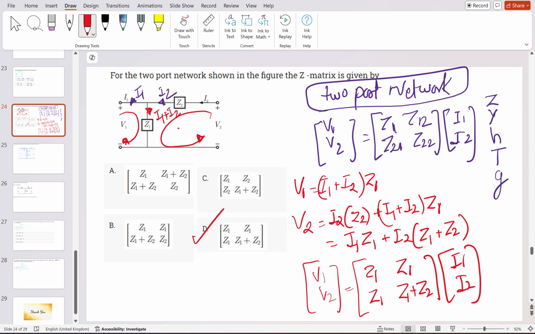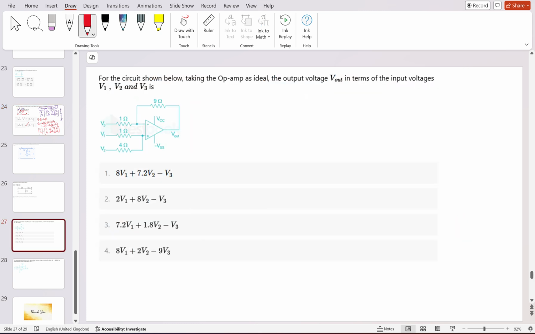Remember the matrix, use KVL or KCL, make the equations, fit them to whatever is being asked, then solve. Any doubt in this? These are very easy problems for the two-port network. Just remember the matrices. I will take one more problem on the op-amp.